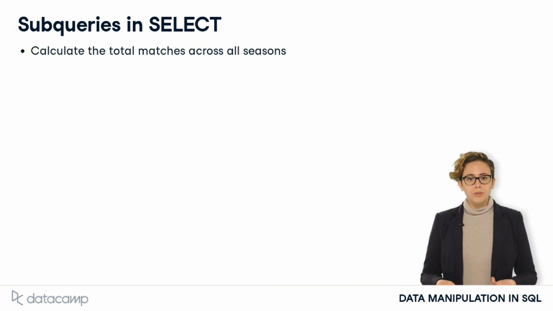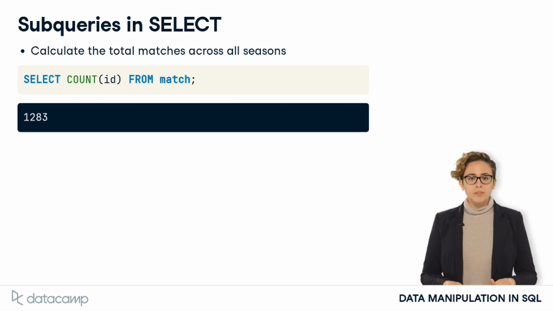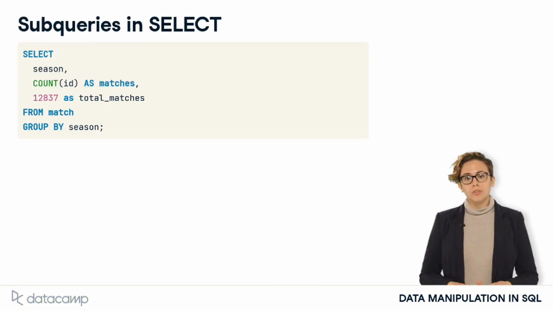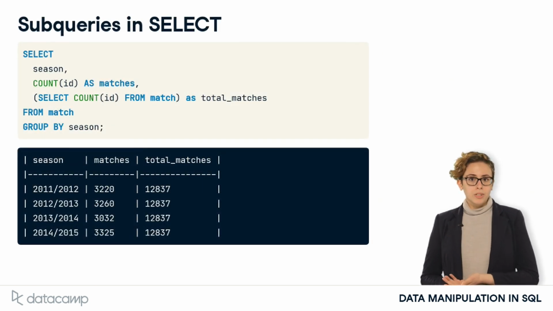Let's say we want to create a column to compare the total number of matches played in each season to the total number of matches played overall. We can first calculate the overall count of matches across all seasons, which is 12,837. We can then add that single number to the select statement, which yields the following results, or we can skip that step and add the subquery directly to the select statement to get identical results.